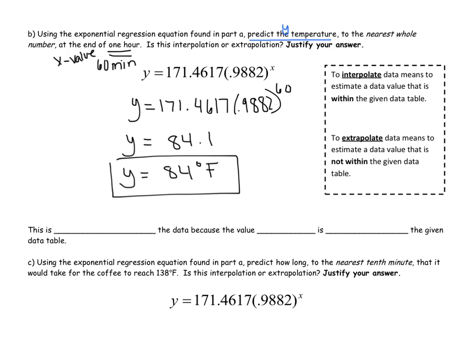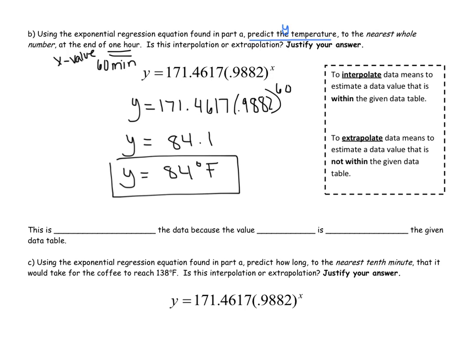Now, the second part of the question says, is this interpolation or extrapolation? So I've defined what those words mean here. To interpolate data means to estimate a data value that is within the given data table, and to extrapolate data means to estimate a data value that is not within the given data table. Now, what do I mean by that? The given data table is on the previous page.